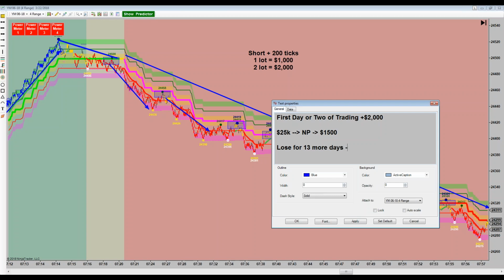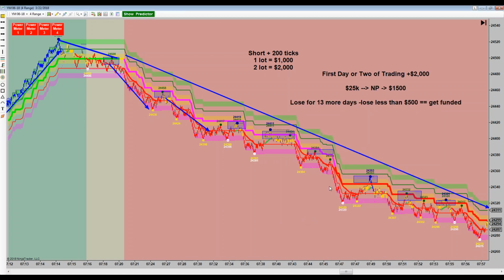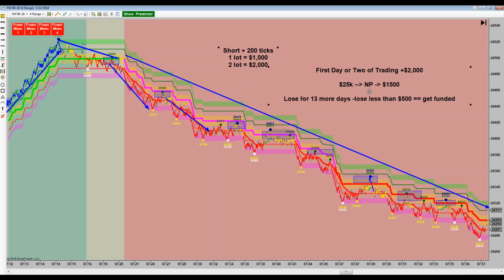But you can lose, and if you lose less than $500, you still get funded. Isn't that a kick in the pants? That's a kick in the pants, isn't it? What I'm trying to say here is that you don't have to take a lot of trades to get funded on these accounts and become profitable.